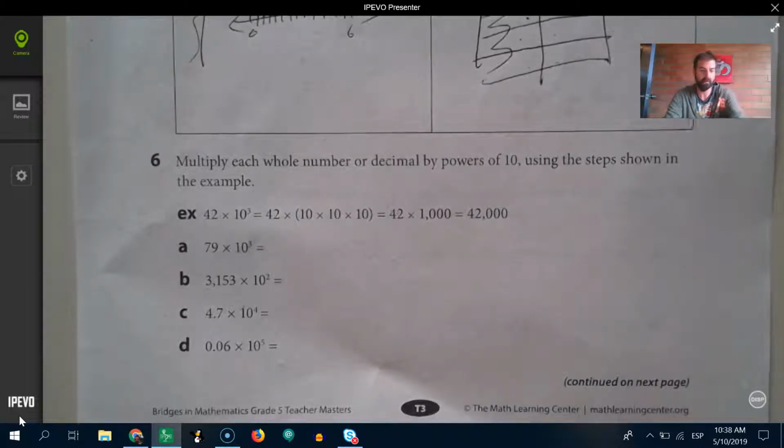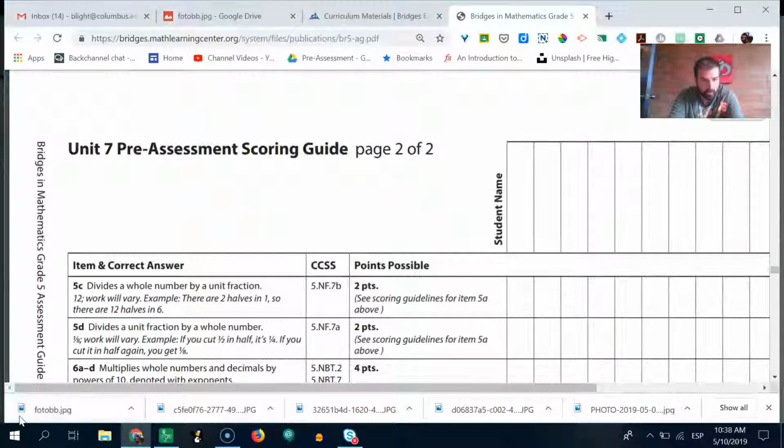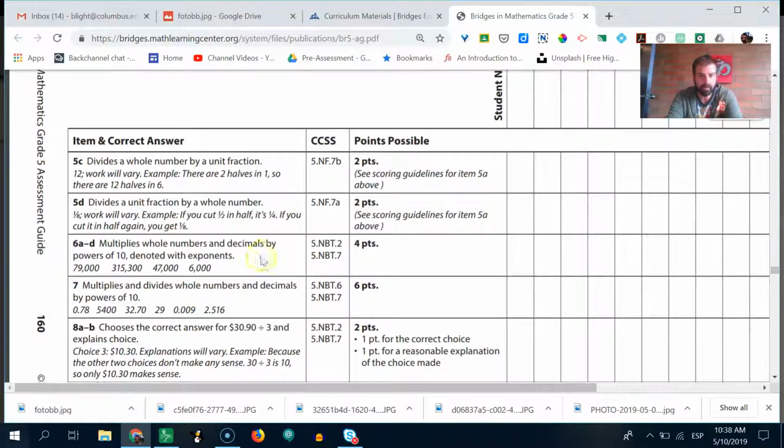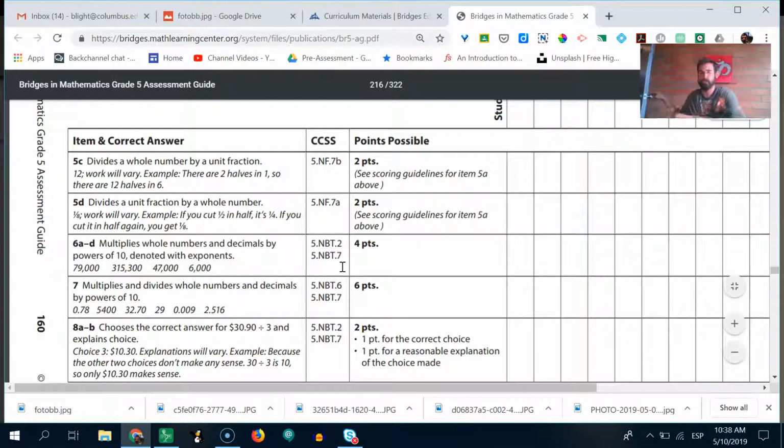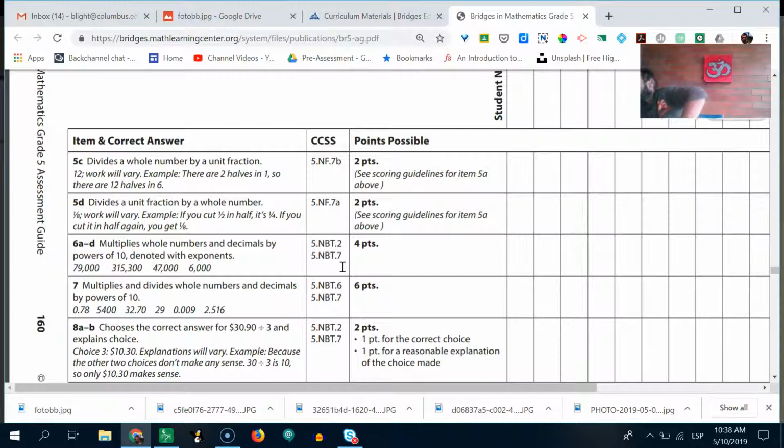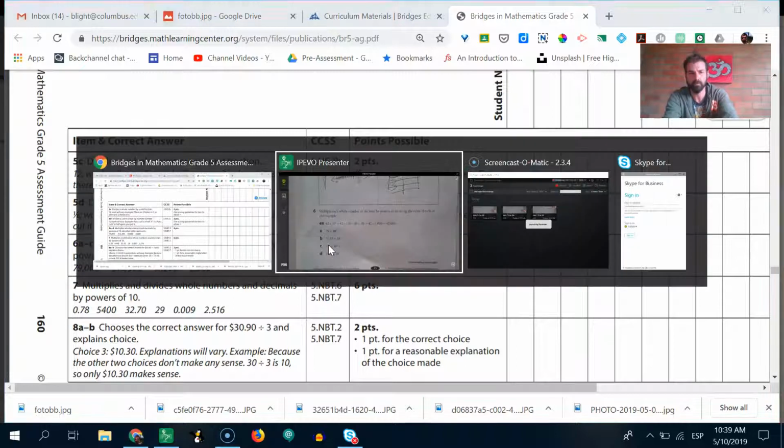So I don't think we looked at the standard, or standards. Let's look down. 7A through D, we have 5MBT2 and 5MBT7. So those are two different standards, and that goes with the two things about reading exponents and being able to do something with those exponents, and then multiplying by 10.